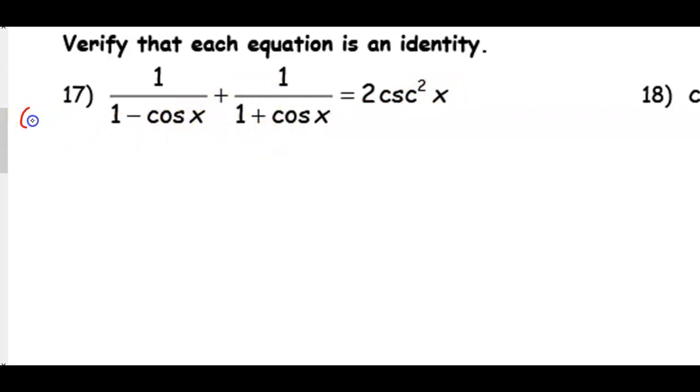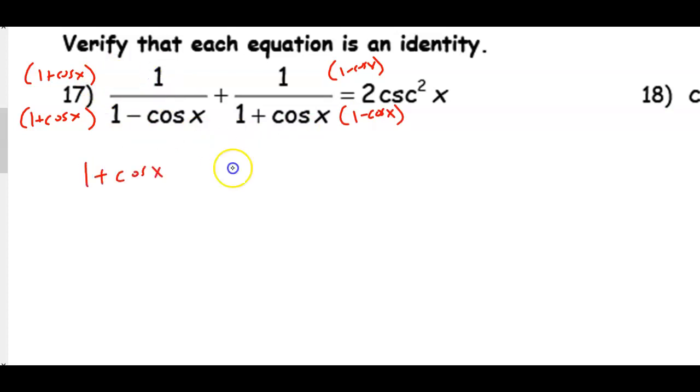get common denominators. So 1 plus cosine of x at the top and the bottom, and 1 minus cosine of x at the top and the bottom. Right here you get 1 plus cosine of x at the top, plus that one, 1 minus cosine of x. And then at the bottom, again, this is the difference of two squares, right? So you have 1 minus cosine squared of x.